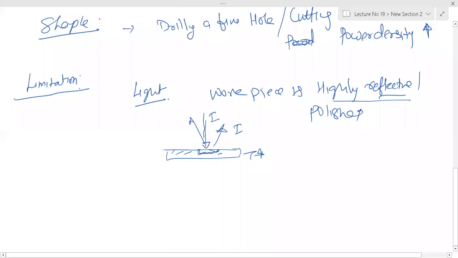Because it is dealing with the light. The process deals with light, and light has the properties of absorptivity, reflectivity, or transmissivity, right? So if reflectivity is high, everything will reflect, right?